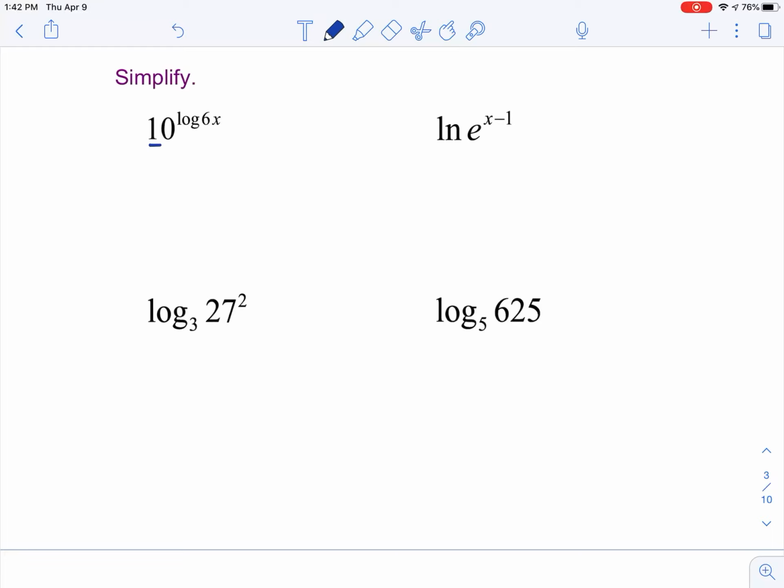On this one, my base is 10 and I just have a log. Well, if there's not a base there, you know it's a 10. And so my answer is going to be 6x on this one. Natural log, remember that is just log base e, of e to the x minus 1. My bases are the same, so my answer is going to be x minus 1.